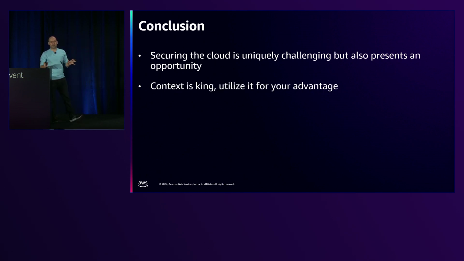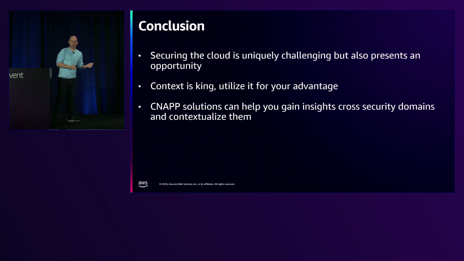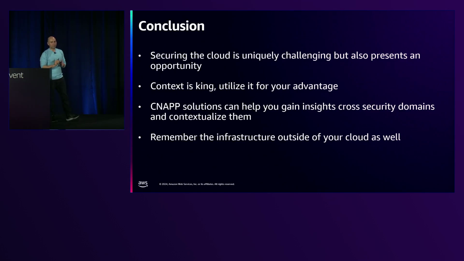Context is probably the most significant thing, and you need to use it to your advantage. And this is exactly what CNAPP platforms are for, right? They can help you gain insights across those domains and fusing information together. And using context, you can understand exactly what needs your focus. Now, remember that you have infrastructure outside of your cloud as well, and you need to take that into account.